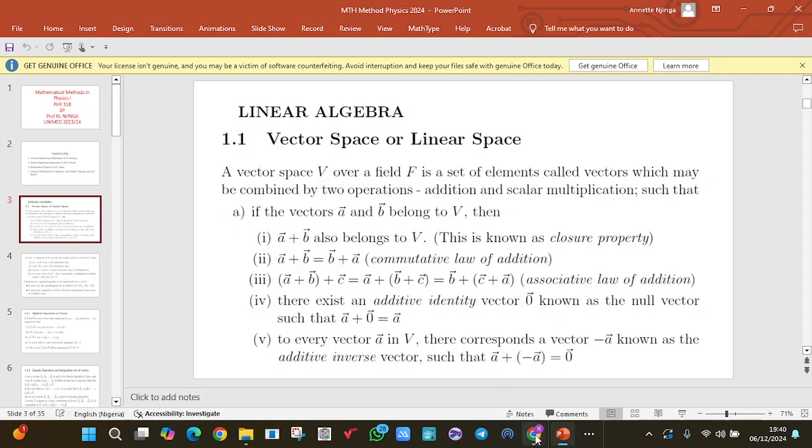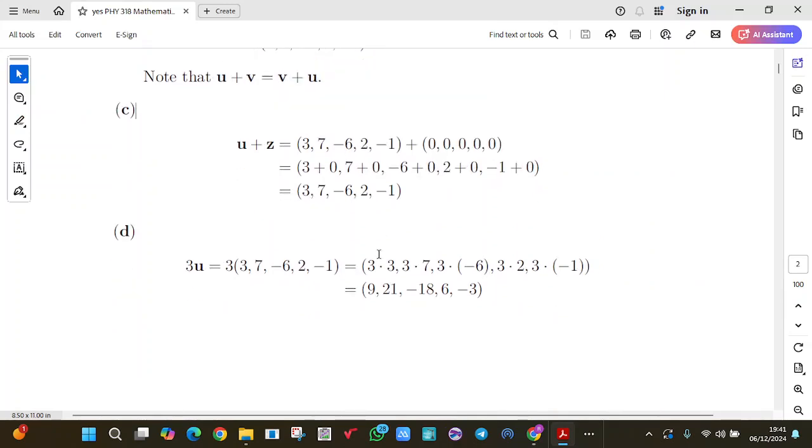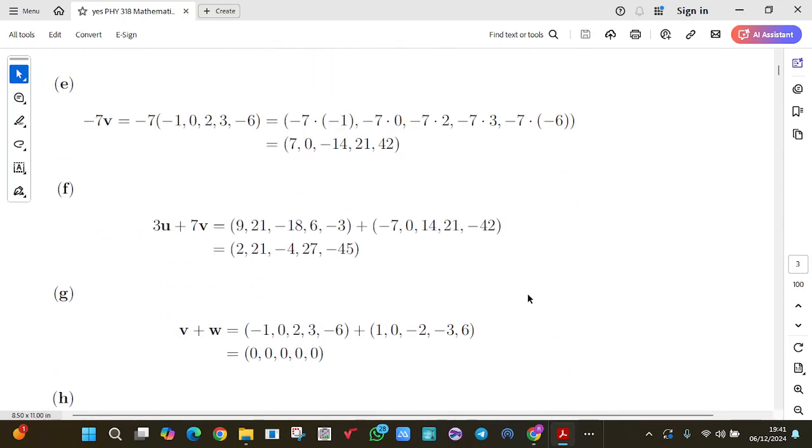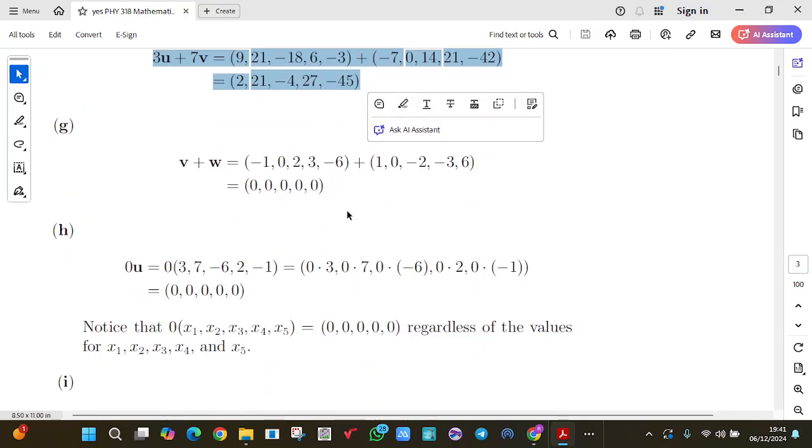Okay, so let's go back and see. So this one is the commutative law. We have tested. Now let's go. The C is talking about U plus Z. So this one too is a straightforward thing. I don't think anybody will have a problem with that. The D is 3U. This one too, I think, is straightforward. If you have a problem, let me know. It's very straightforward. And the E is minus 7V. We know that minus, you multiply, you get that, right? F is also straightforward. At least if I give this type of question in the exam, all of you will be laughing. True or false?